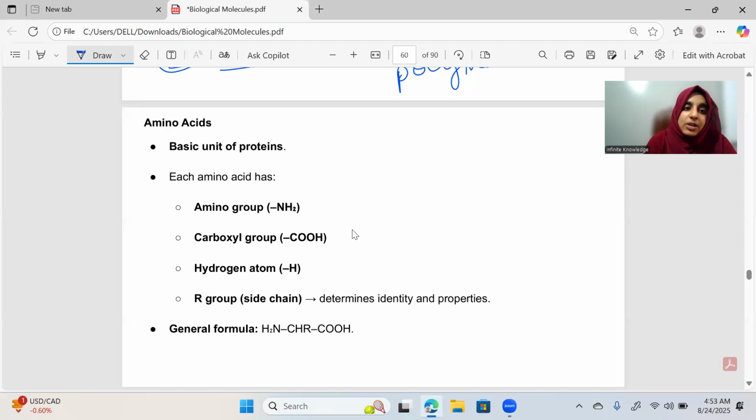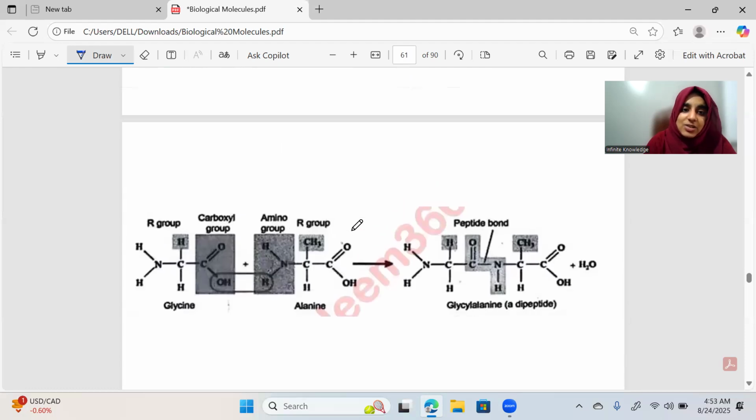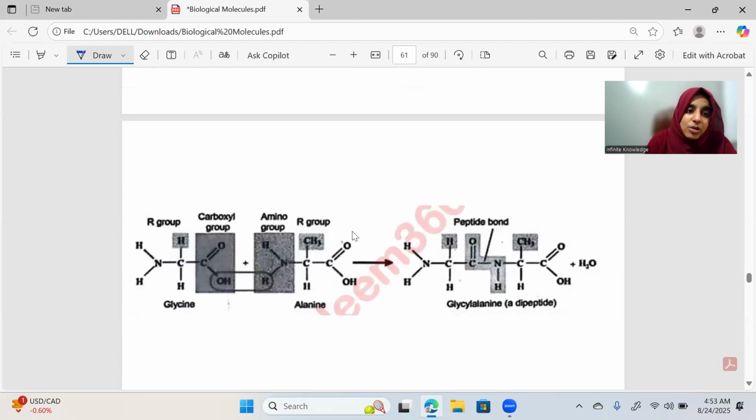Protein has got an amino group, carboxyl group, hydrogen atom, and an R group or the side chain. As you can see over here, this is the R group or the side chain. This is the amino group, which is NH2, right? This is the carboxyl group, okay? And this OH of the carboxyl group and the H of the amine group, these two, they form what? They form water, okay?